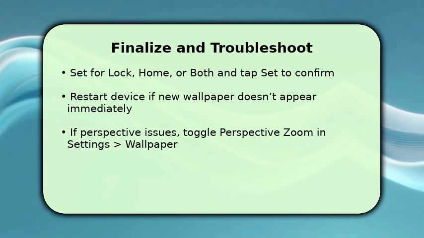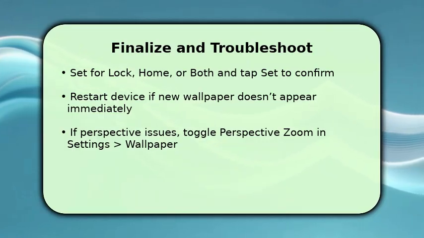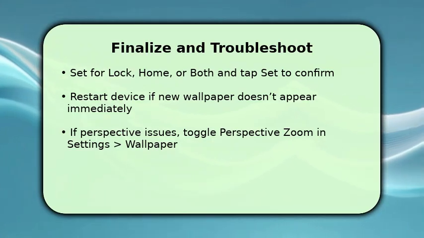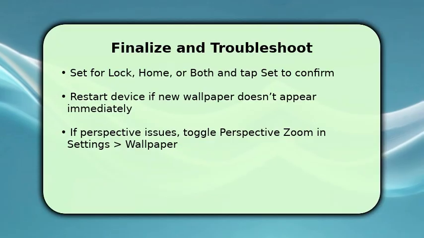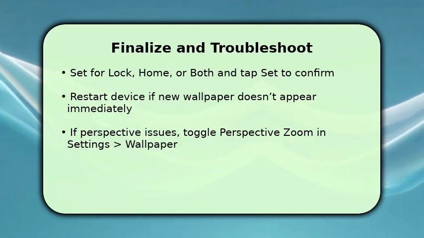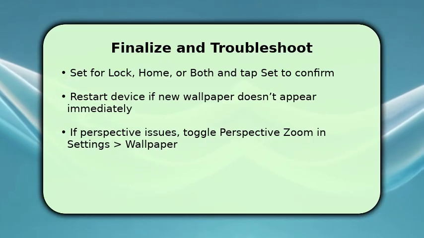If the parallax or cropping looks wrong, go to Settings Wallpaper and toggle Perspective Zoom or re-edit the crop with more margin. Finally, if icons overlap the subject, slightly shift or scale the image and set again until it looks balanced.